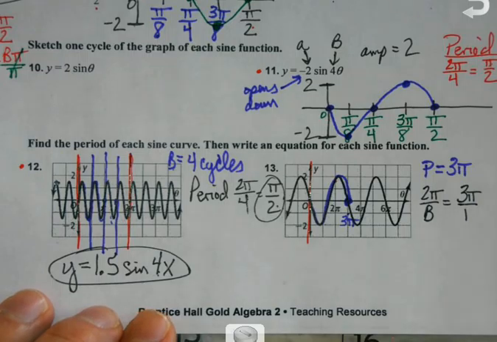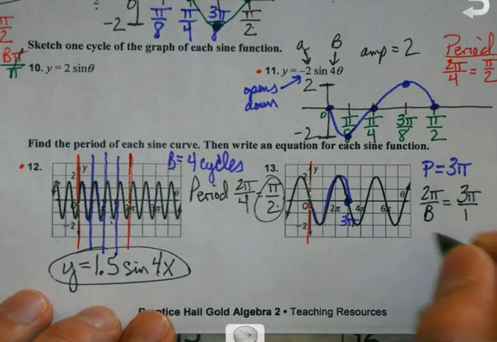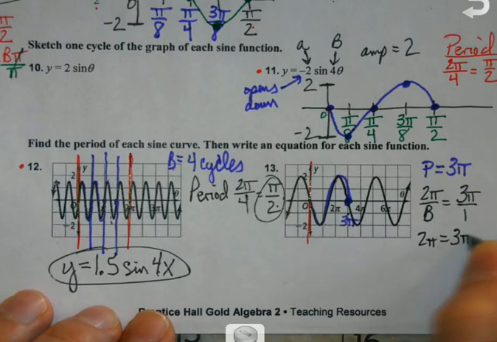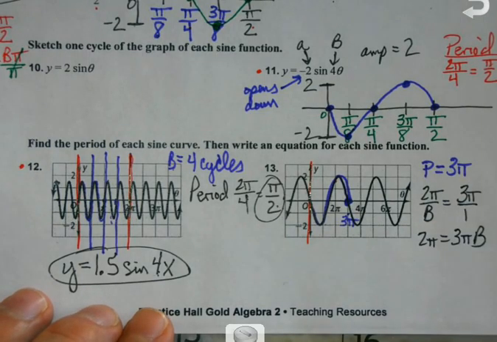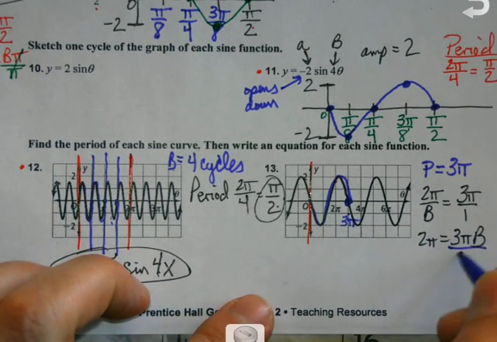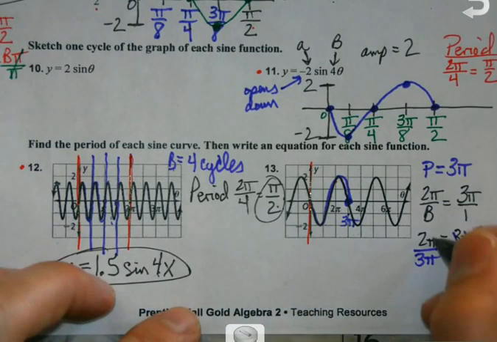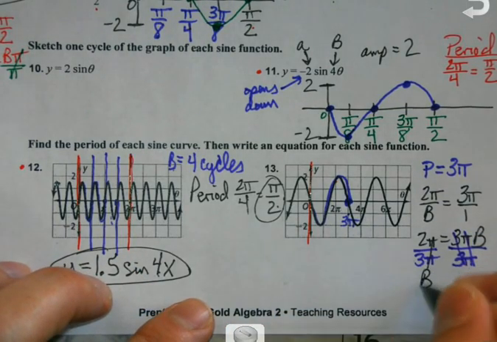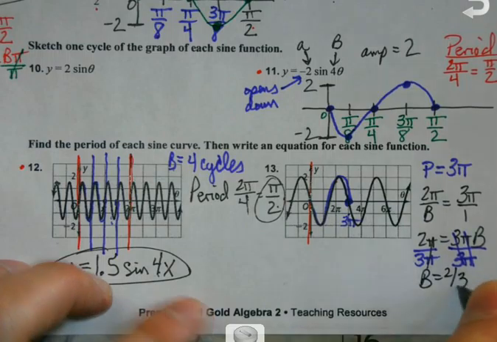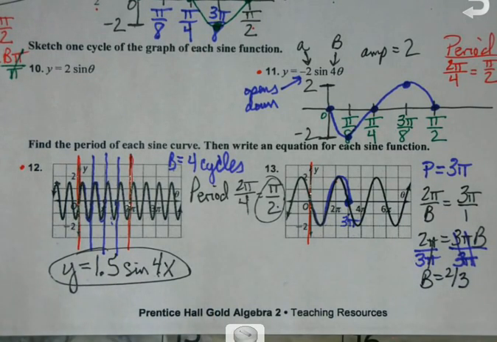You're starting to see how there's a lot of different ways you can do this stuff. So 2 pi equals 3 pi times b, just cross multiplying, and then solving it. To get b by itself, b is going to be 2/3. And now it looks like I've got everything I need for my graph.